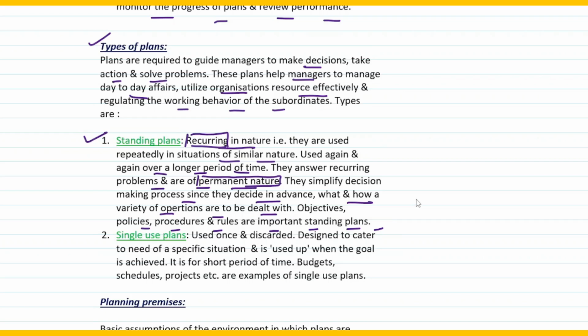Then there is something called a single use plan. What do you mean by single use plan? It should be used once and discarded. That's very obvious. Single use, you use once for a specific objective and then you just discard. That means that plan is no more required.